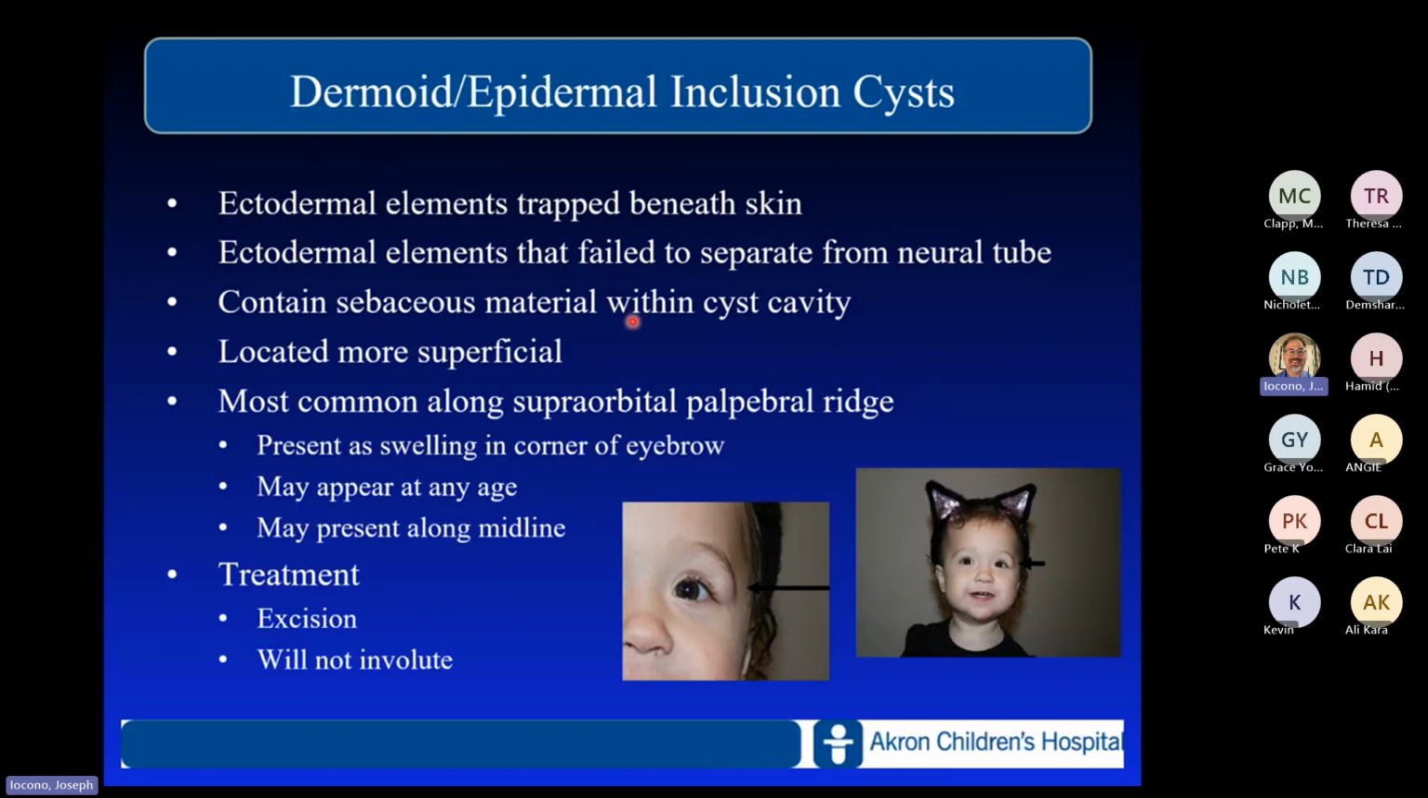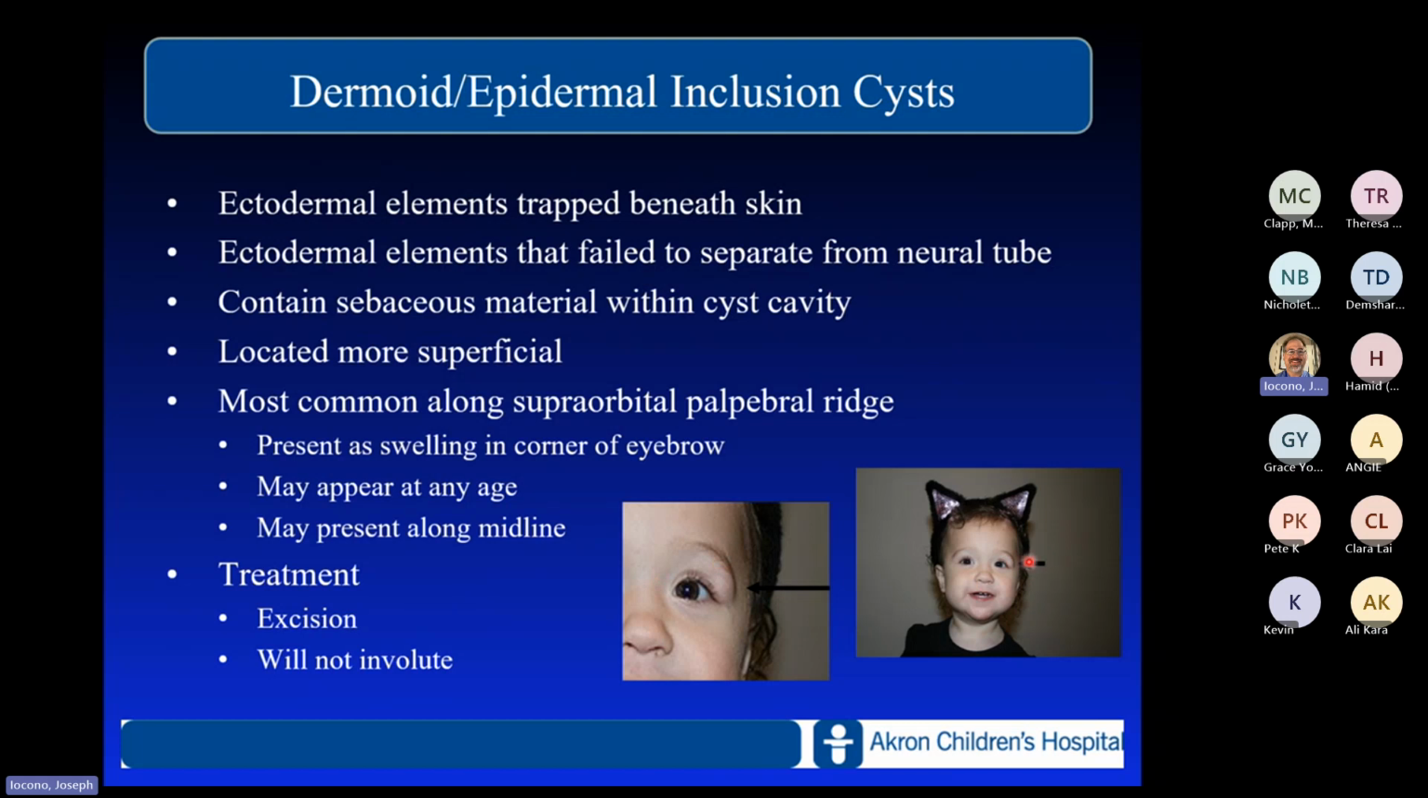That's head and neck. And then last thing on this is the dermoid or epidermal inclusion cysts. These can be anywhere in the body. They're ectodermal elements that are trapped beneath the skin and beneath the fascial plane. The most common thing you see in kids is in the periorbital ridge. You take them out if they're either symptomatic or they're doing something wrong. They're never going to go away on their own.